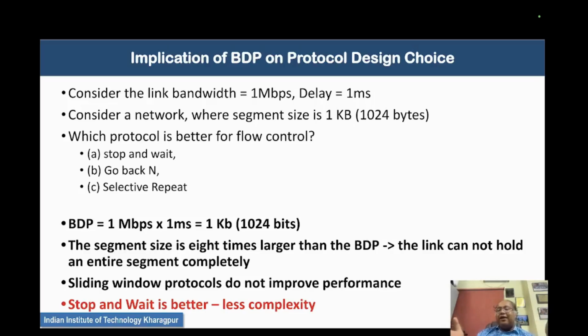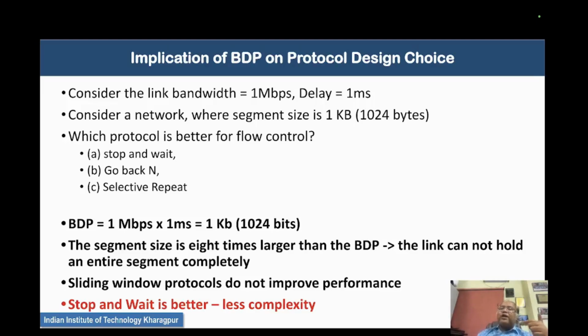That means the link on which you are transmitting your data cannot hold the entire segment completely. So even if I use a sliding window based protocol like go back N, the sliding window protocol will not improve my performance in this case. It is better to go for a simpler protocol like stop and wait, which has less complexity. Because you are not gaining anything by using a sliding window based protocol here, it is better to fall back to the simplest protocol, stop and wait, which will work well in your network.